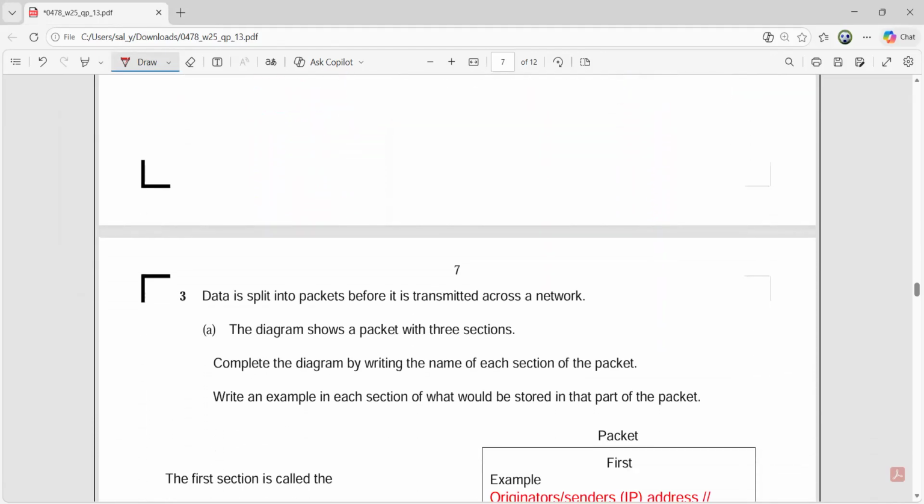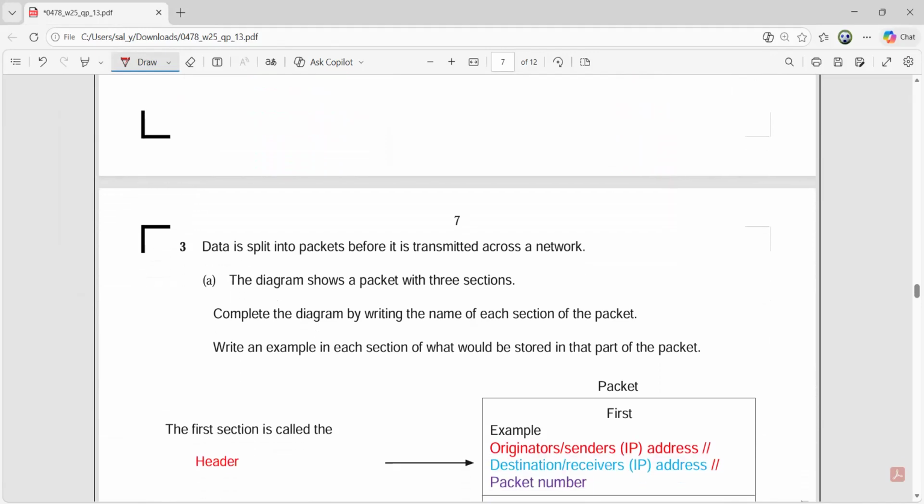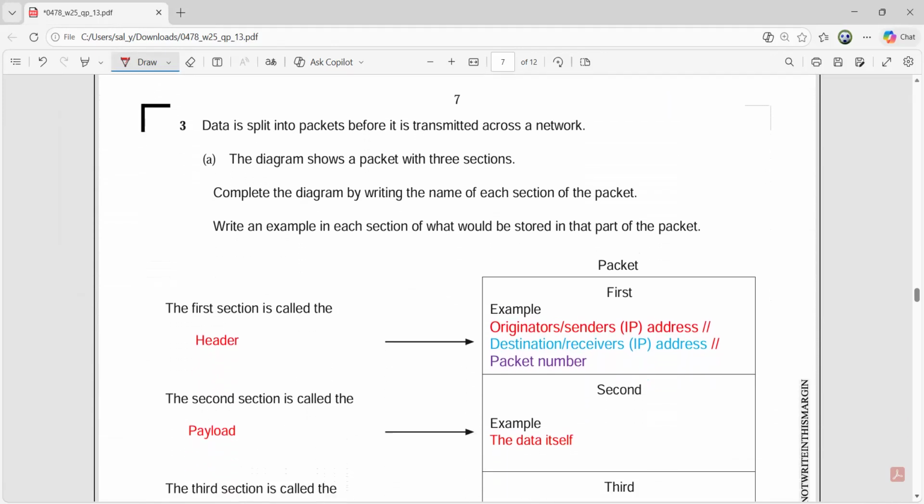Question number 3. Data is split into packets before it is transmitted across a network. The diagram shows a packet with 3 sections. Complete the diagram by writing the name of each section of the packet. Write an example in each section of what will be stored in that part of the packet.